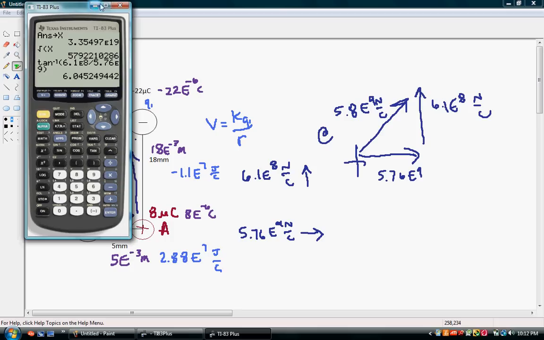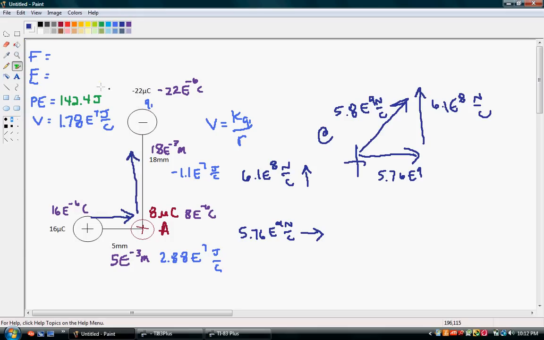And we were expecting something in the first quadrant, and this is in the first quadrant, so it should work out. Now notice that our x is much, much, much greater than our y, which would cause the angle to be pretty low there. So our electric field is 5.8 e to the 9th newtons per coulomb at 6 degrees.